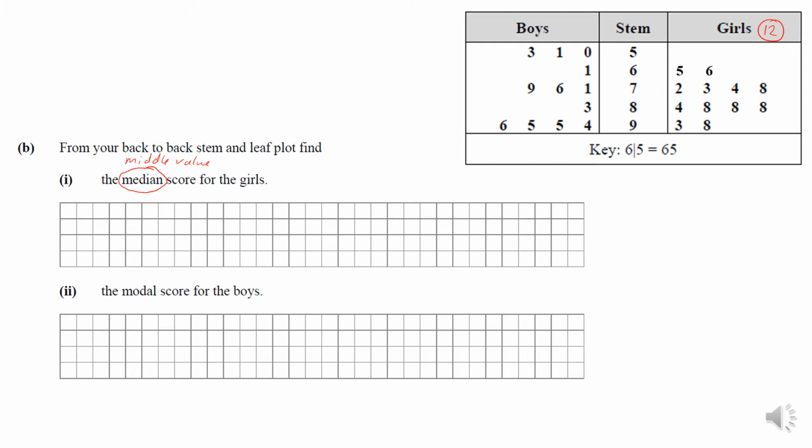Or how I like to do it is to go through the numbers that are now ordered in your stem and leaf and take one from the bottom, one from the top, one from the bottom, one from the top, one from the bottom, one from the top.